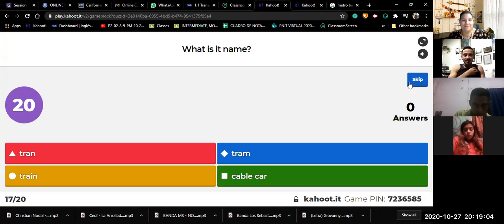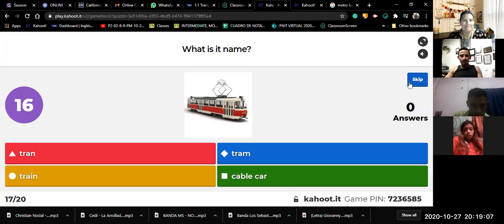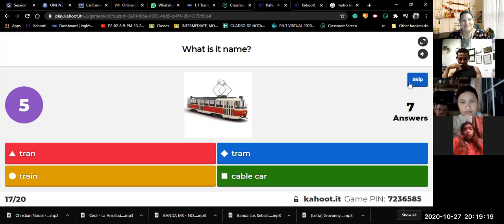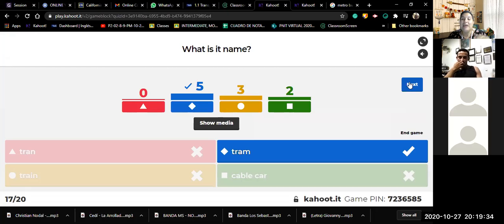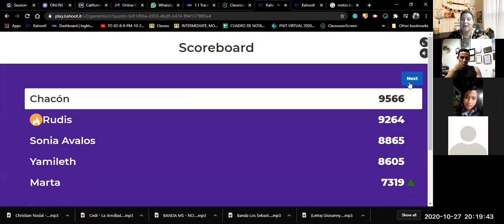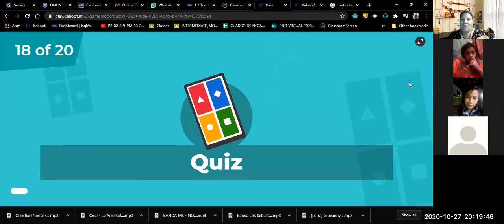What is this? Sorry. Tram. Excellent. It's a tram because it had the cables on top. Tenía como los cablecitos. So it had the cables, okay? So that's why it's tram. Tranvía. Thank you. I always forget the word in Spanish. Okay, Marta's going up. Good job. Okay, almost finishing.